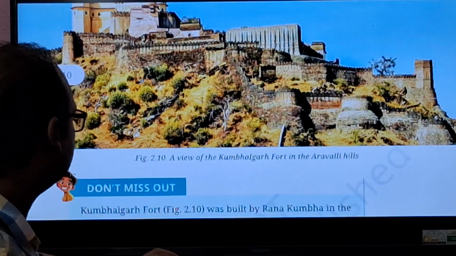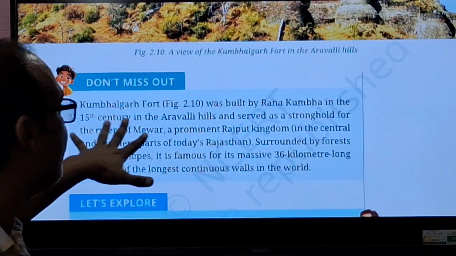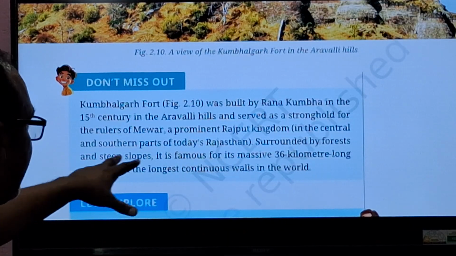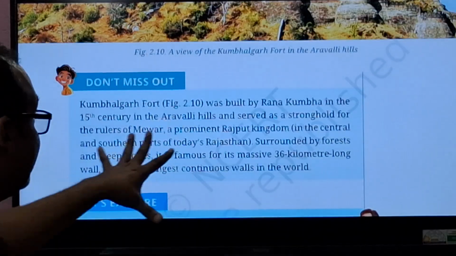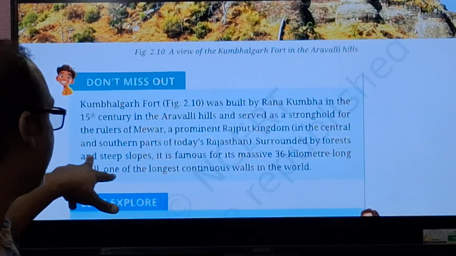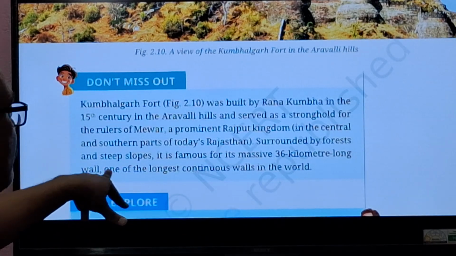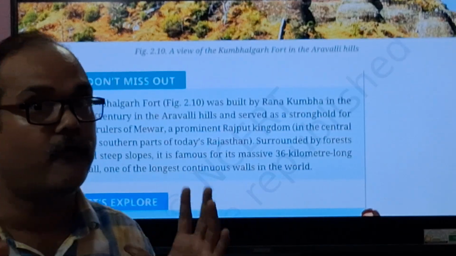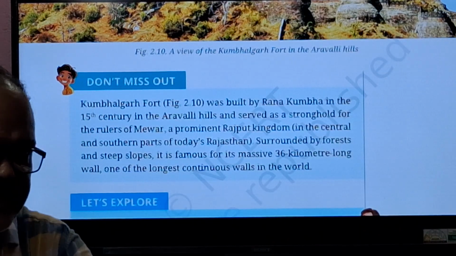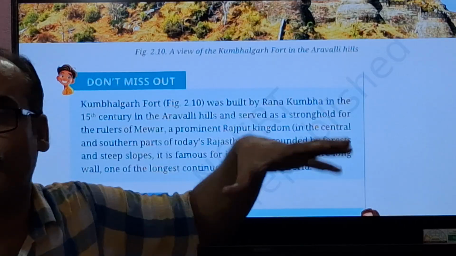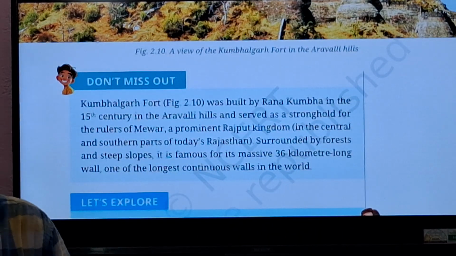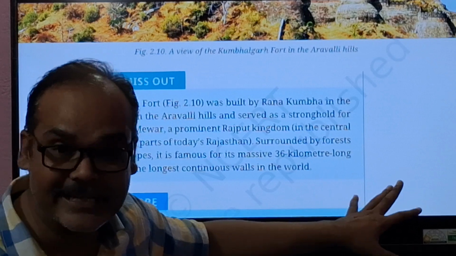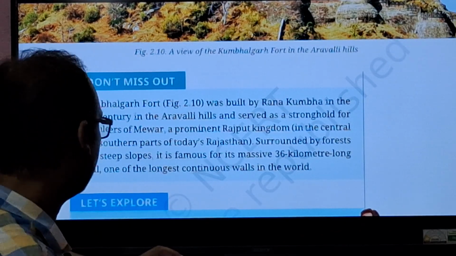So, see here, Kumbhalgarh fort was built by Rana Kumbha in the 15th century in the Aravali hills, and he belonged to the prominent Rajput kingdom, right? And the Mewar kingdom, which I am talking about, is in the southern part of Rajasthan. It was surrounded by forest and steep slopes, famous for a massive 36-kilometer long wall, one of the longest continuous walls in the world. This is the feature of Kumbhalgarh fort. So Rana Kumbha from the Mewar kingdom made Kumbhalgarh fort in the Aravali hills, and it was 36 kilometers long. Still it is present, right? This is the feature of Kumbhalgarh fort.